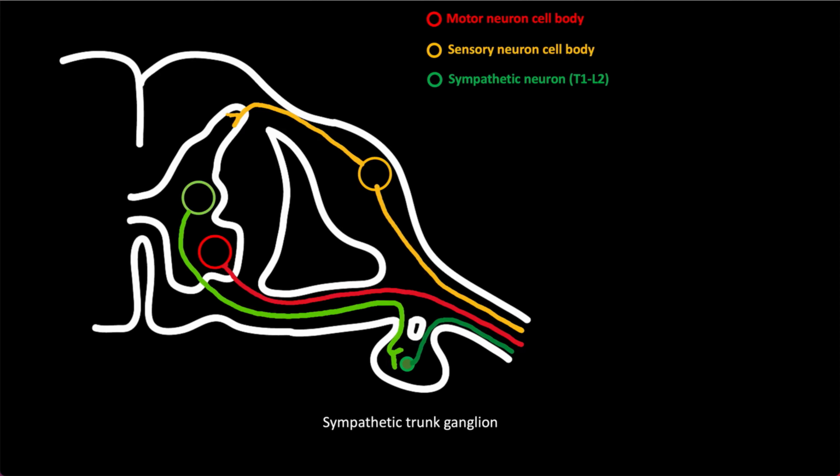We all know the sensory component is taking the sense of pain, touch, pressure, and proprioception to my brain. This red one is bringing the motor fibers from my brain to my skeletal muscle, and this green one is basically the sympathetic fibers that are there to control my smooth muscle. Smooth muscle is abundant in the blood vessels and the glands. This means the complete spinal nerve, and each spinal nerve has a motor, sensory, and a sympathetic component.